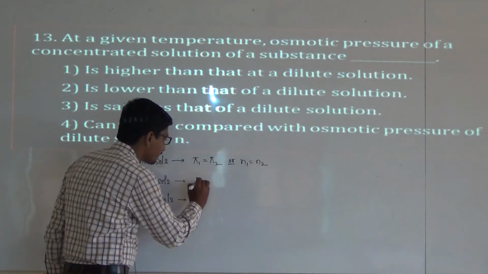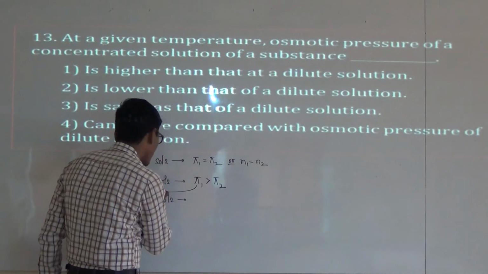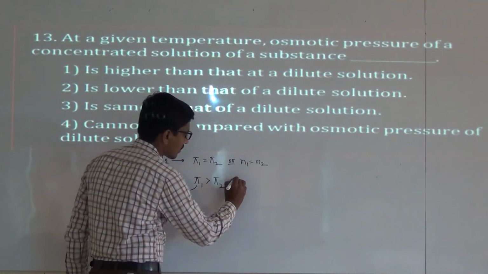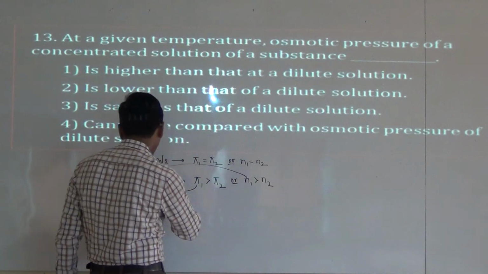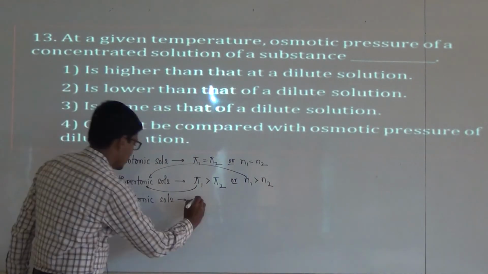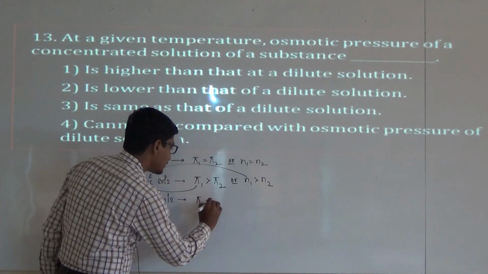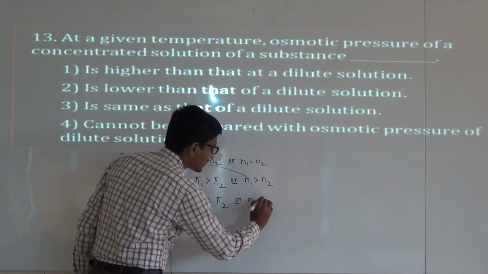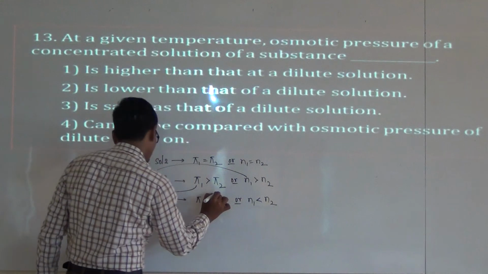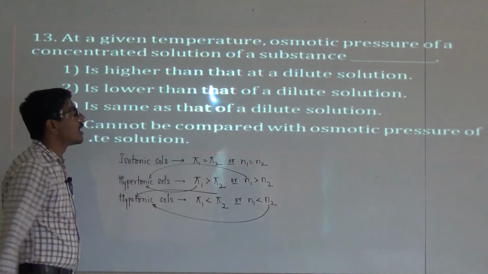Hypertonic means pi 1 is greater than pi 2, and pi 1 is the hypertonic solution, or n1 is greater than n2, n1 is hypertonic. Hypotonic means pi 1 is less than pi 2 or n1 is less than n2. Pi 2 is hypotonic, or the n2 solution is hypotonic.